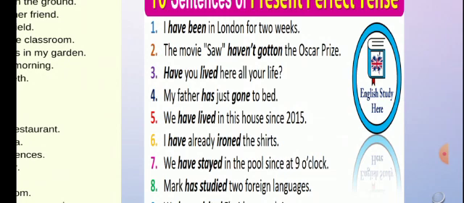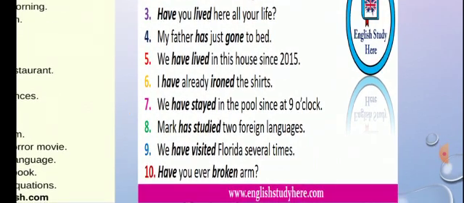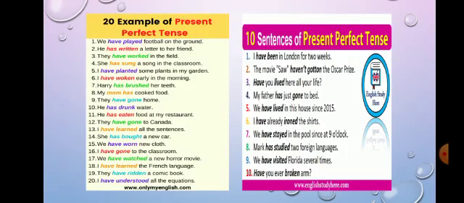My father has just gone to bed. We have lived in this house since 2015. I have already ironed the shirts. We have stayed in the pool since 9 o'clock. Mark has studied 2 foreign languages. We have visited Florida several times. Have you ever broken an arm? So that's all, right? These are the example sentences, right?